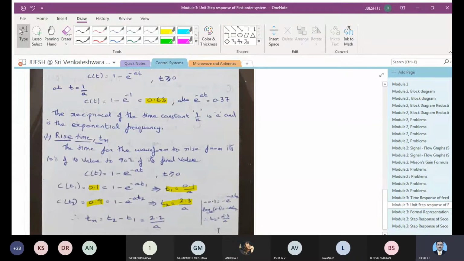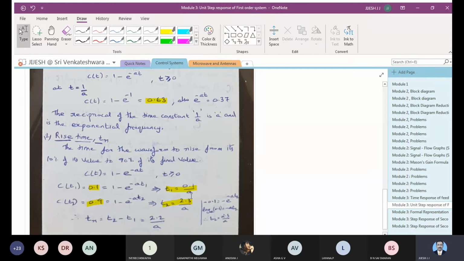So 0.1 is equal to 1 minus e to the power of minus a t2. So you will get the logarithm of 0.1 to the base e is minus a t2, and t2 can be written as 2.3 by a. How has this t2 come?